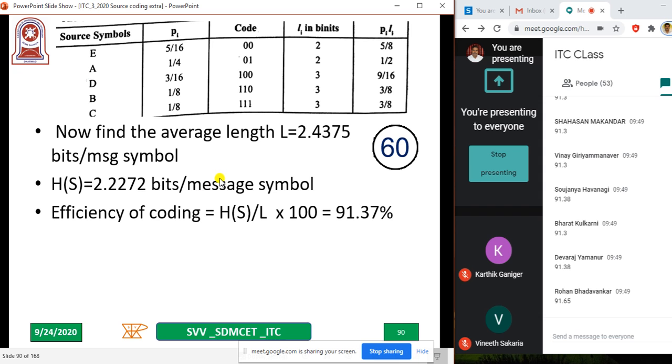I got 91.37. Deviraj, Bharat Kulkarni, Saujanya, Vinay, Rohan, 91.3. Only some students are getting 91.6. Maybe it depends on the number of digits you are taking. If somebody takes 2.2, the answer will also change. So hope most of you have got these answers. So let us go to the next. I will wait for another 8 seconds. You can copy down. I hope all of you understood. That is the reason you have typed your answers in the chat box. Okay, let us go to the next.